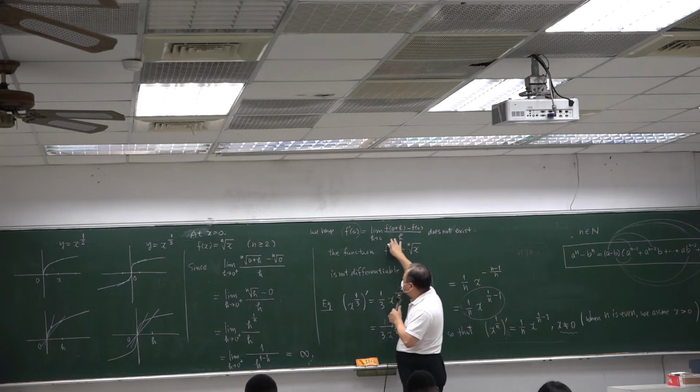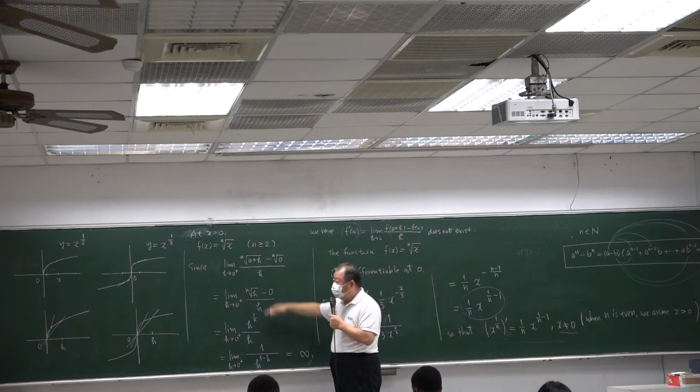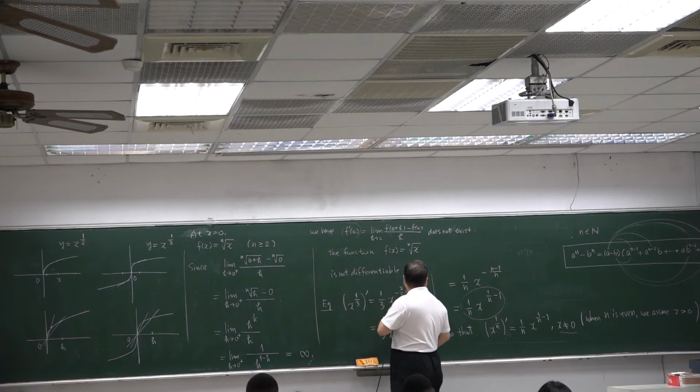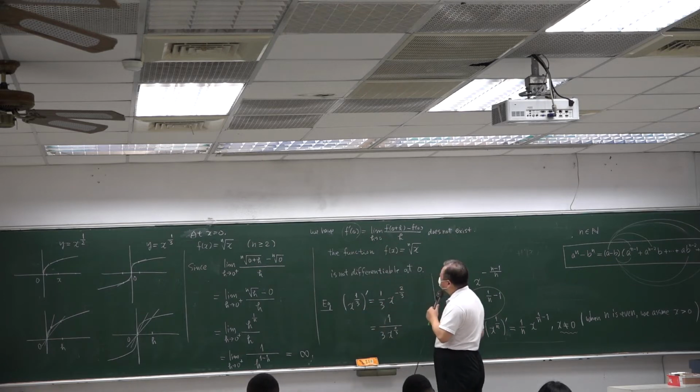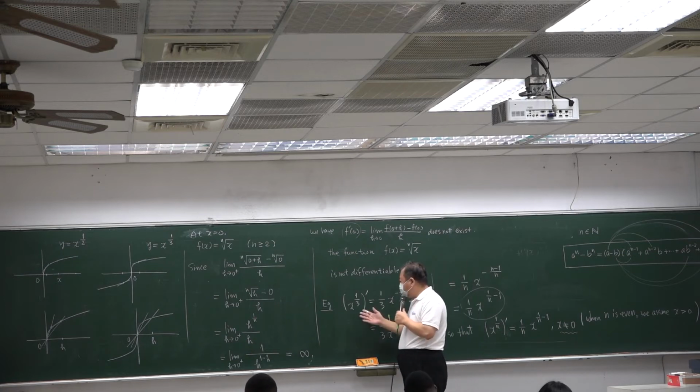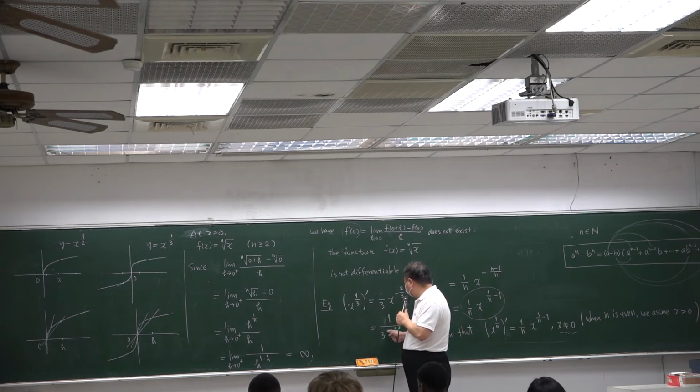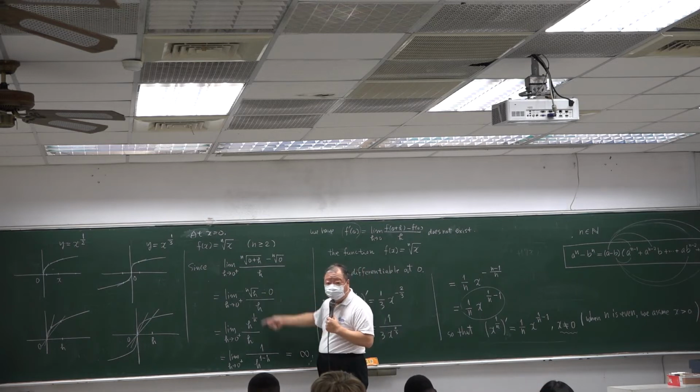But according to this discussion, this can't exist. Therefore, this function is not differentiable at 0. The reason that this function is not differentiable at 0 is not because, oh, if x is 0, this will be undefined. No, no, no. The reason is here. Okay.